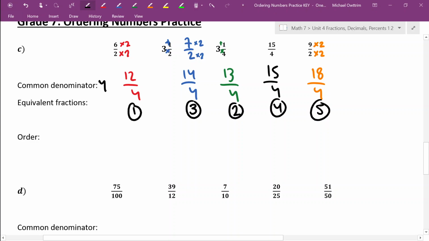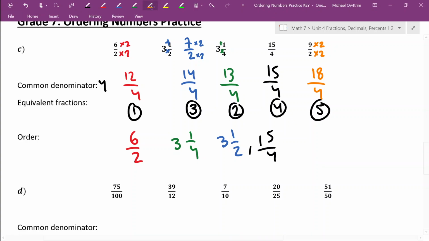And so let's go ahead and put those in order. They're actually almost in order already. So we got our 6/2 is smallest. Then we've got our 3 1/4 second smallest, our 3 1/2, our 14/4, our 15/4, excuse me, and then our 9/2 last. And again, that is from least to greatest.